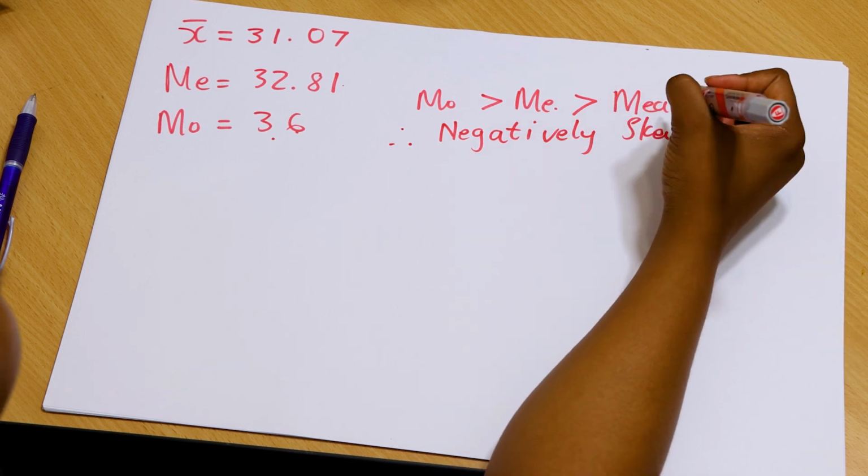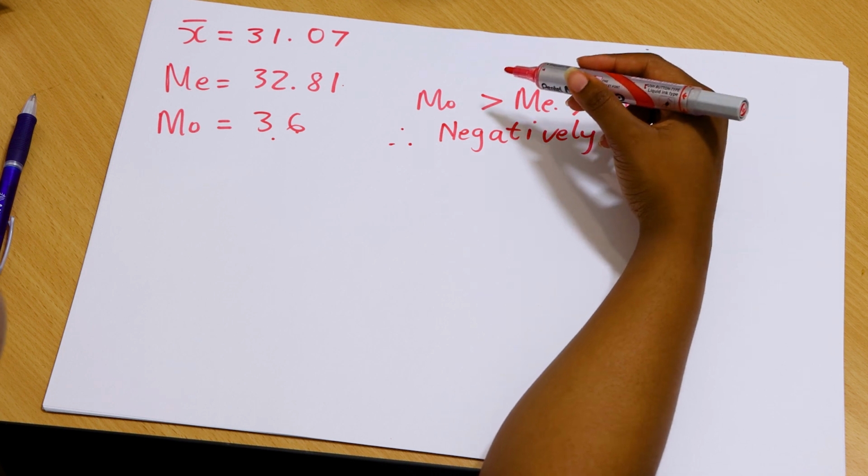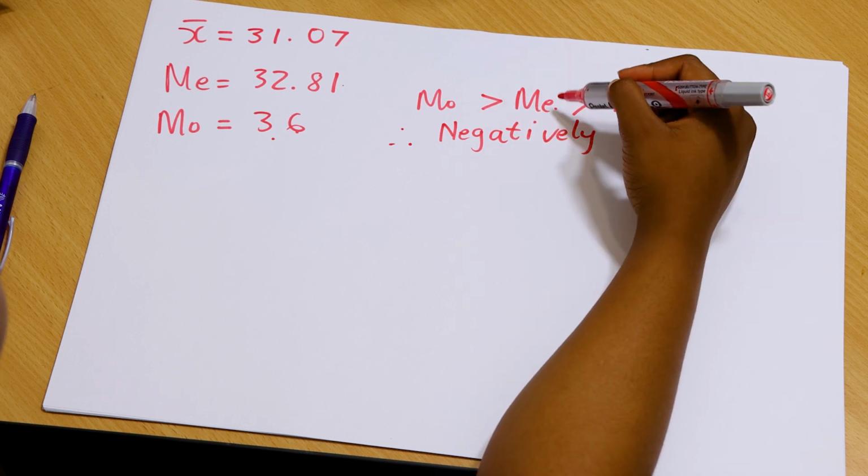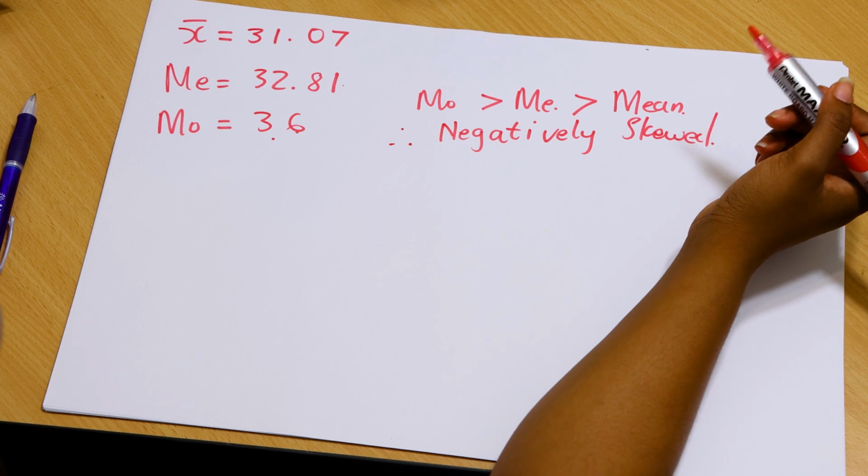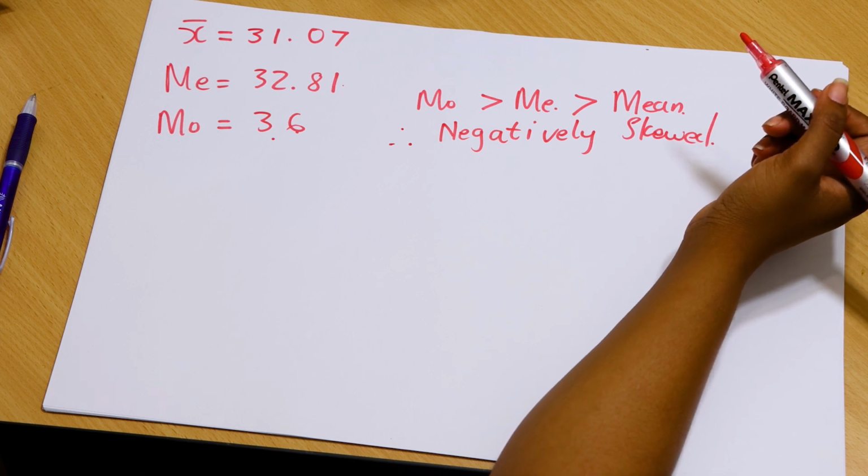Remember, if the mean is less than the median and the mode, it's negatively skewed. But if the mean is greater than the median and the mode, then it's positively skewed.